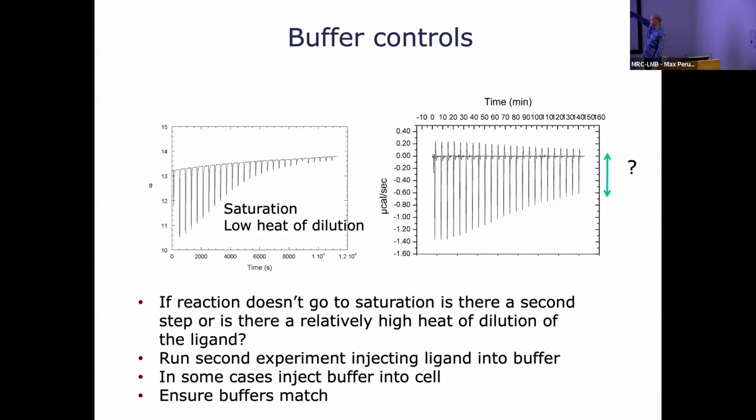So then what you would do is a second run where you take whatever you're injecting and just inject it into the buffer. Then you can directly measure what the heat of dilution is. And also, you need to think, well, did I actually match the buffers? In this case, it was DMSO. And as I mentioned in earlier talks, having accurate concentrations of DMSO can be quite tricky.